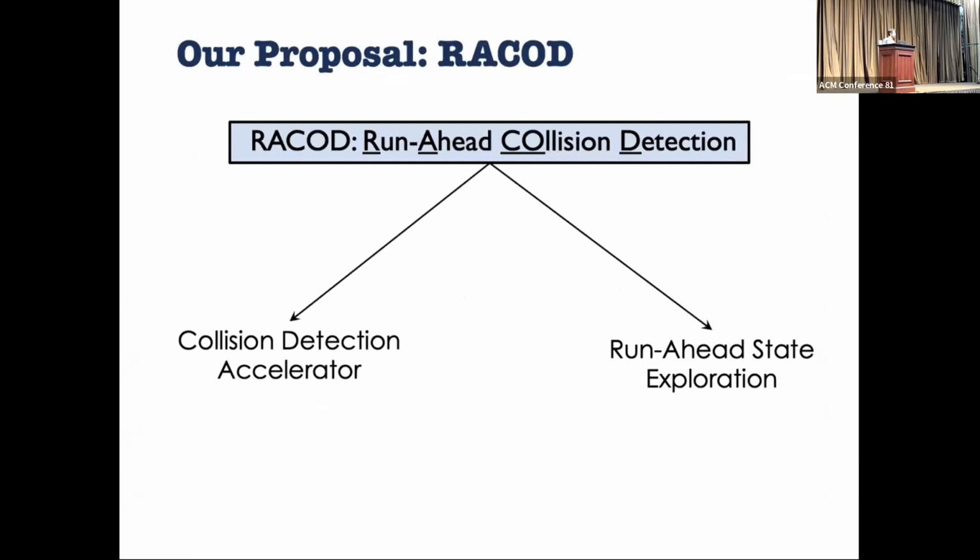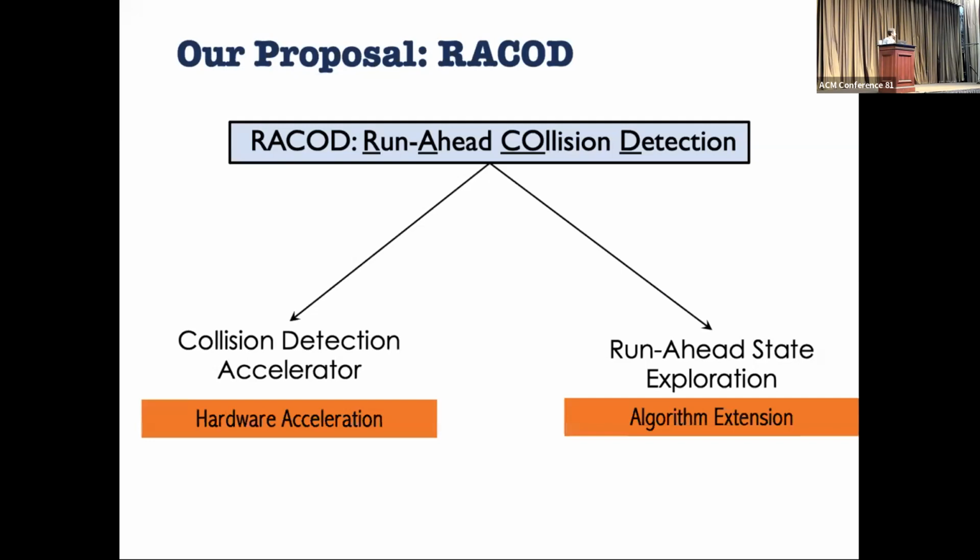RACOD stands for Run-Ahead Collision Detection. It has a collision detection accelerator and an algorithm extension which we name Run-Ahead State Exploration. The former is a hardware acceleration method and the latter is purely algorithmic.